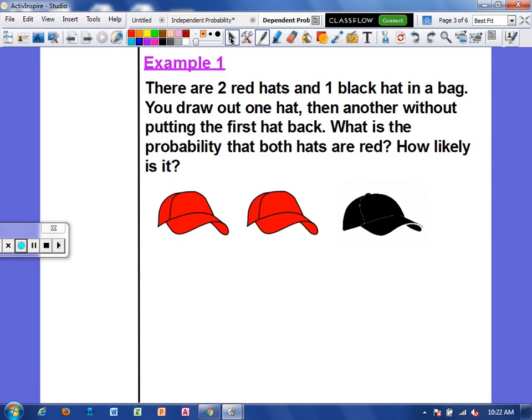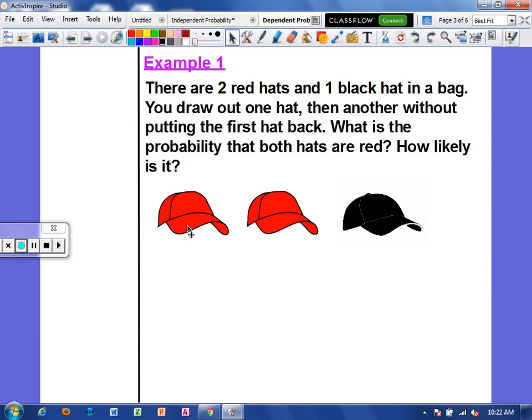Alright, so let's do an example together. Example 1: there are 2 red hats and 1 black hat in a bag. You draw out one hat, then another without putting the first hat back. What is the probability that both hats are red, and how likely is it?